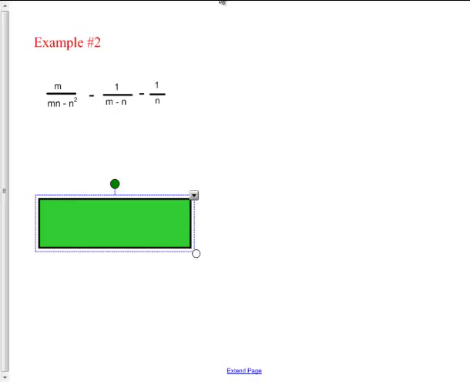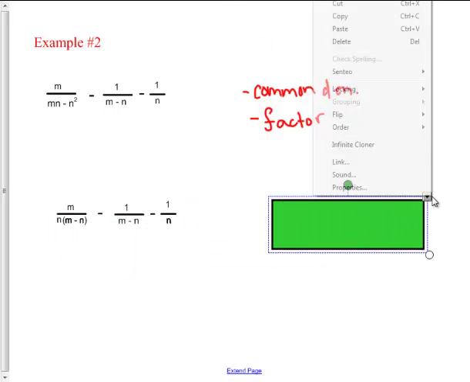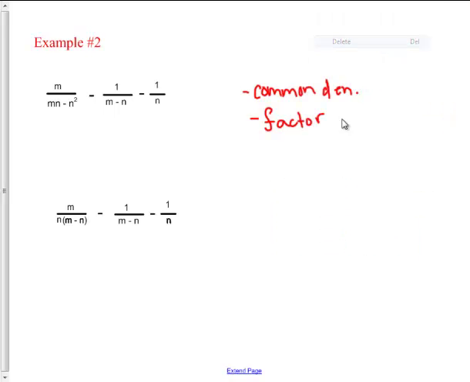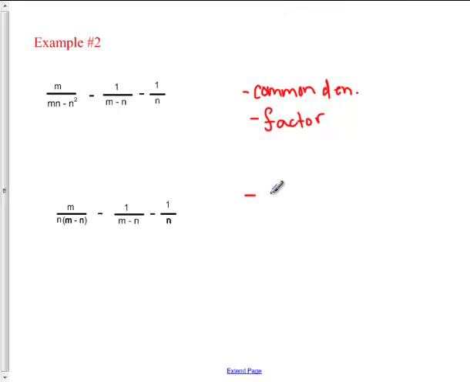Okay, example 2. All right, so remember our steps. All right, we need a common denominator. So I'm going to factor so I can look at my denominators a little closer. Okay, so there's my factorization. Now I need to make my factors the same in the denominators.